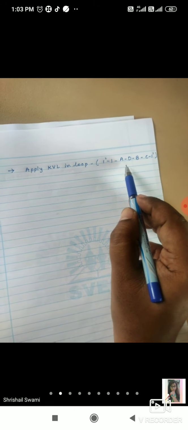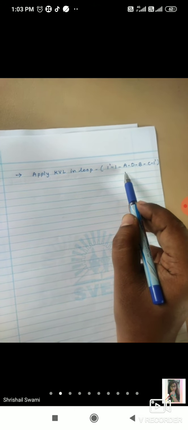You can take it as homework. I will give the hint. Apply KVL in loop. So I will write that loop: 1 dash to 1, then A to D, D to B, B to C, and then 1 dash. You have to follow this loop.